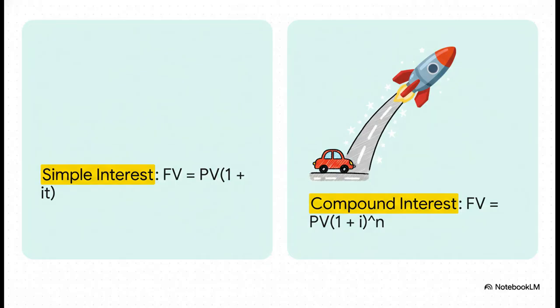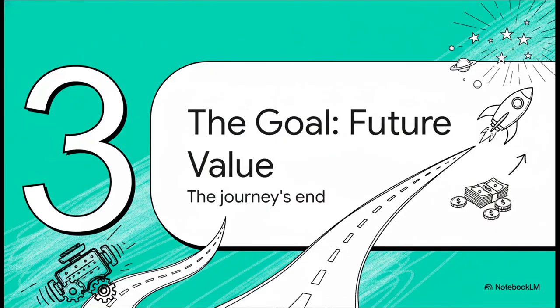Now this is where things get really, really interesting, because it turns out there are two different kinds of engines for this journey. On one hand, you've got simple interest. Think of it like a straight, predictable road. The growth is steady, it's reliable. But then, you've got compound interest, and folks, that is a rocket ship. That's where your interest starts earning its own interest, and you get this incredible exponential growth. See that little n up there as an exponent? That changes everything.